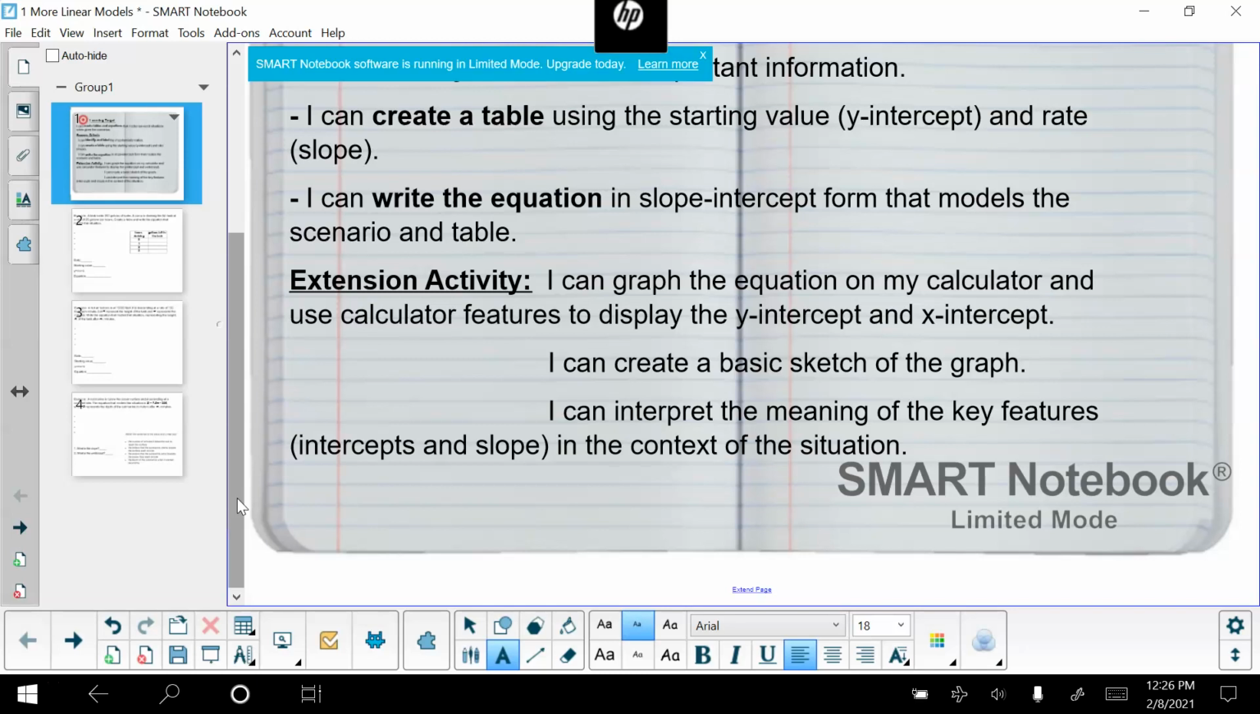And then also to interpret the meaning of the key features, both the intercepts, the x and the y-intercept, and the slope in the context of the situation by pulling them out of the equation with our labeling, and also by looking at what the graph is telling us after we've created our basic sketch.